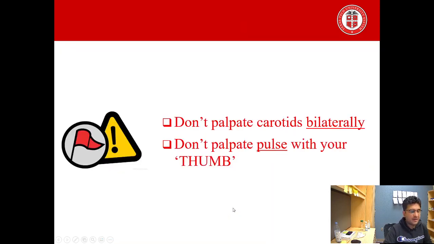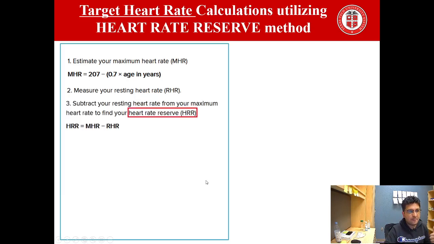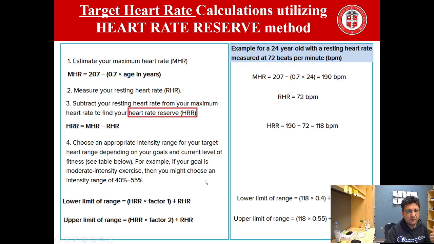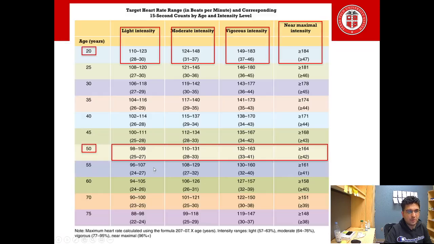Then we have a couple of red flag signs: don't palpate the carotids bilaterally, otherwise your patient will pass out, because these are one of the big arteries which provide blood supply to our head and neck. And don't use your thumb, because the thumb has its own pulse. Then we looked at this formula very quickly. I just want to go over it: you need to know the maximal heart rate depending upon the age. Then we measure the resting heart rate, subtract them to get the HRR, and then use this formula to get the upper range and the lower range.